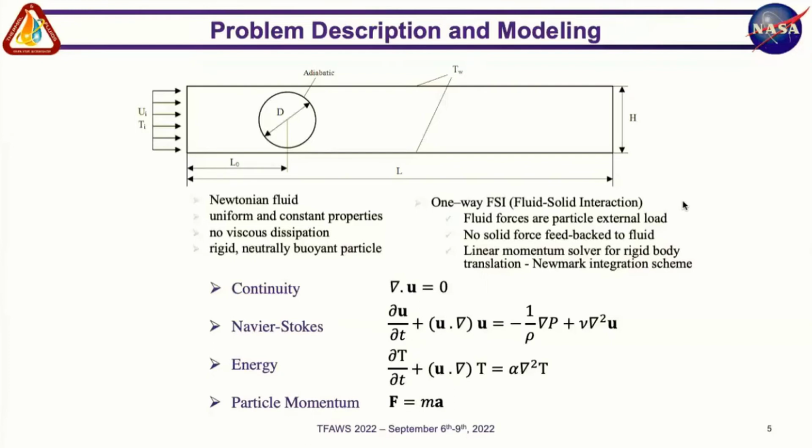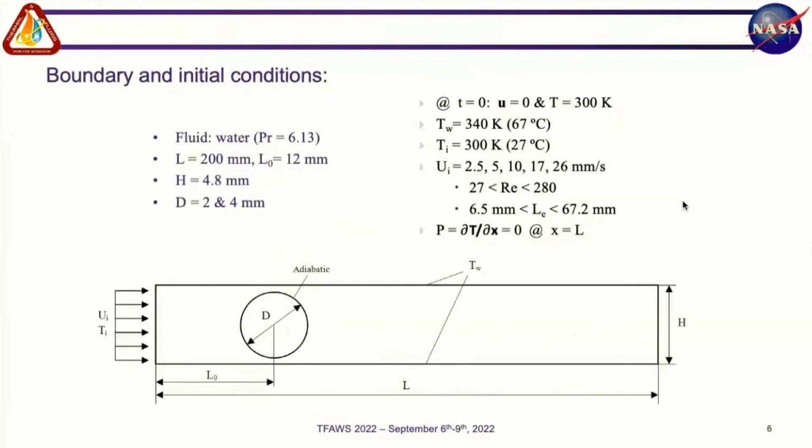So at this point, we are set to start some simulations and see what happens with your channel when you have the particle in it. For boundary and initial conditions, we consider the fluid as being water, so we know everything that we need to know about its properties. We consider a channel of about 200 millimeters. The particle was stationary at 12 millimeters in the beginning. The channel size H is considered to be 4.8 millimeters. And for the diameter of the particles, we consider 2 millimeters and 4 millimeters.